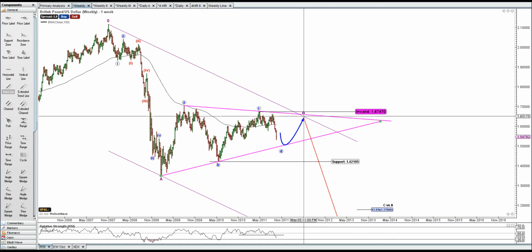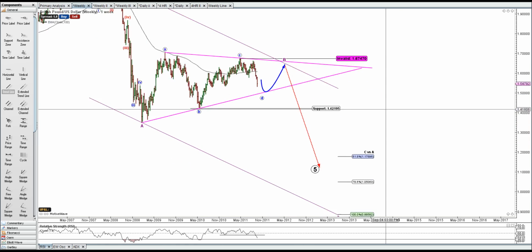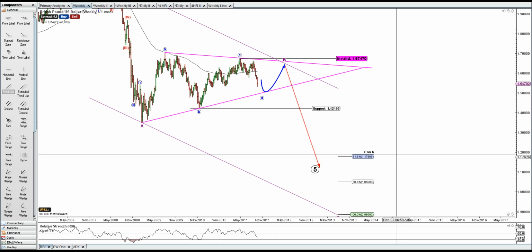back up, and then a C down. Kind of don't really know the target yet. 88.60 maybe.